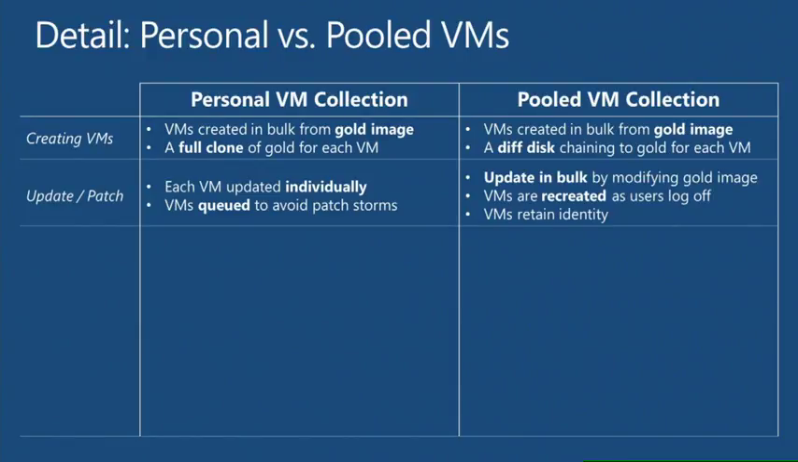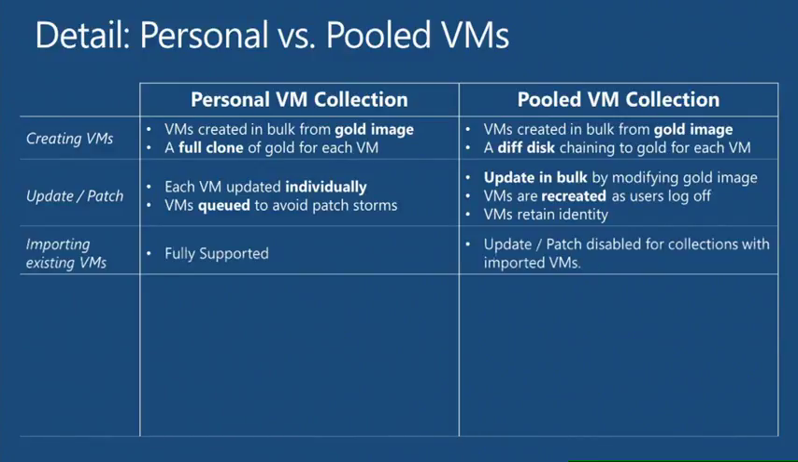In terms of update and patch, like Adam was describing, personal VMs have to be updated individually, and with the default Windows Server Windows updates, we integrate with Windows Update so that we can queue the updates over a maintenance window rather than allow all the VMs to wake up at the same time and create a patch storm. In the case of pooled VMs, you use the gold image, you roll a new version, and the system takes care of recreating the VMs.